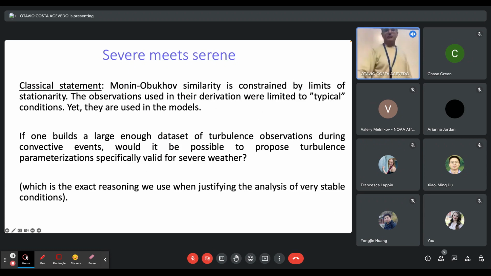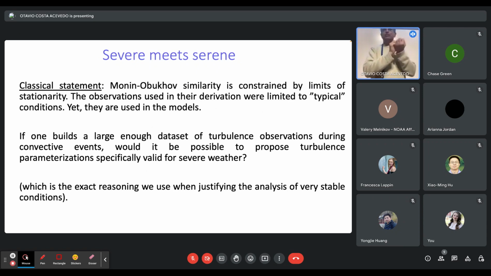I'm concluding here. It's very common, people say, Monin-Obukhov similarity is constrained by limits of stationarity, and therefore the observations using their derivations are limited to typical conditions. You discard data that are not very continuous turbulence, and most of the relationships that are in the models come from this. Obviously this is what goes in the models. You gotta use the trustable data. But my point is, yet they are using models to simulate those severe weather cases, and the data that came from them are not from severe weather.